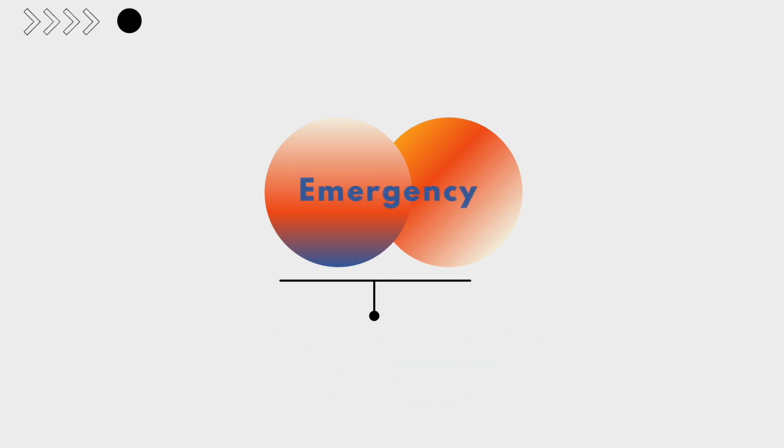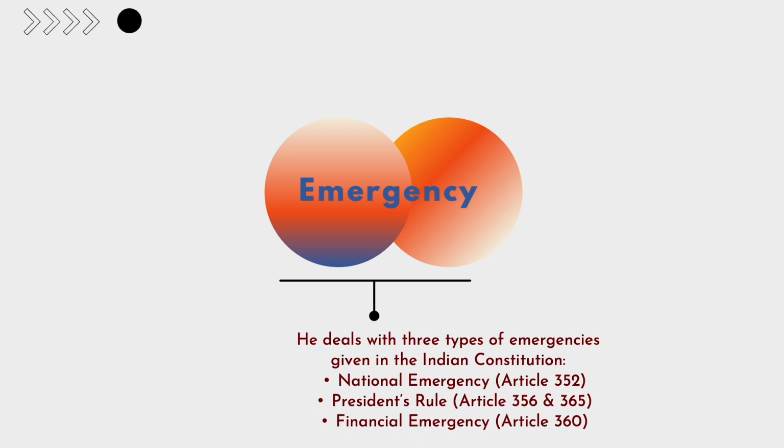Seventh, emergency powers. According to the Indian Constitution, the President deals with the 3 types of emergencies: national emergency, that is Article 352, President's Rule, Article 356 and 365, and financial emergency, that is Article 360.